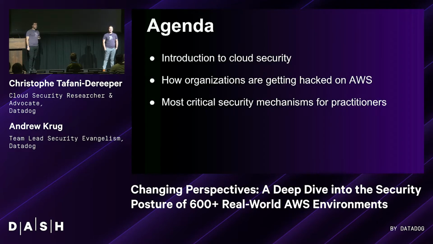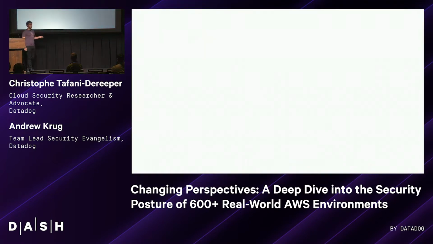So we have a pretty packed agenda today, so we're going to get started right away. First, we're going to give a bit of intro on cloud security. What does it mean and how is it a bit different than securing on-premise environments. Then we're going to dive in on the most common ways that companies tend to get hacked on AWS. And then we're going to map that to the most important controls and mechanisms that we can have to secure cloud environments. So what does it mean to secure the cloud?